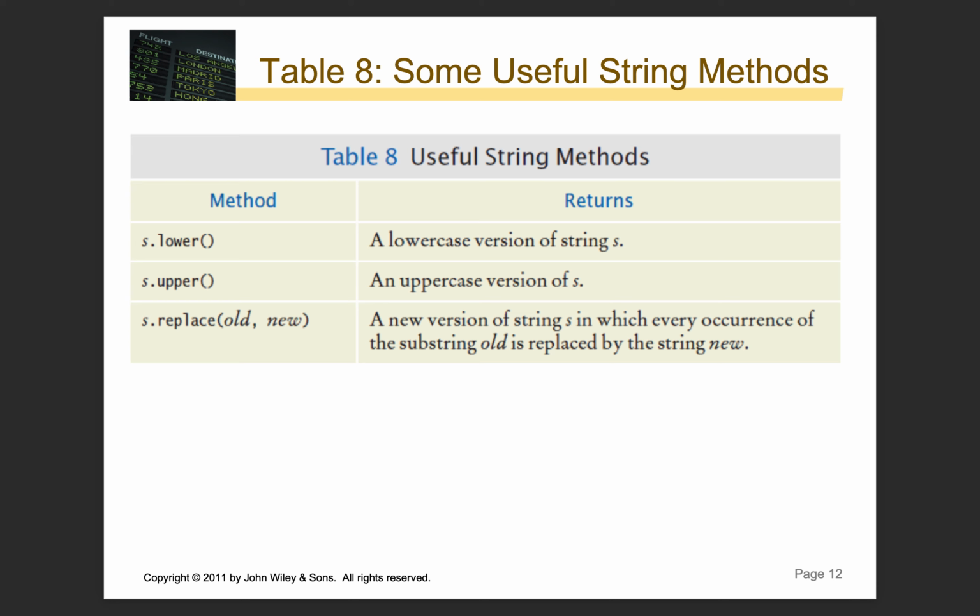Okay, so these are some useful string methods that you may want to use. Dot lower is going to take your string and turn it into a lowercase version, so convert all of the uppercase letters into lowercase letters. Dot upper is going to convert everything to uppercase letters, and then dot replace old comma new is going to take your string and replace all the occurrences of the word old with the new string new.